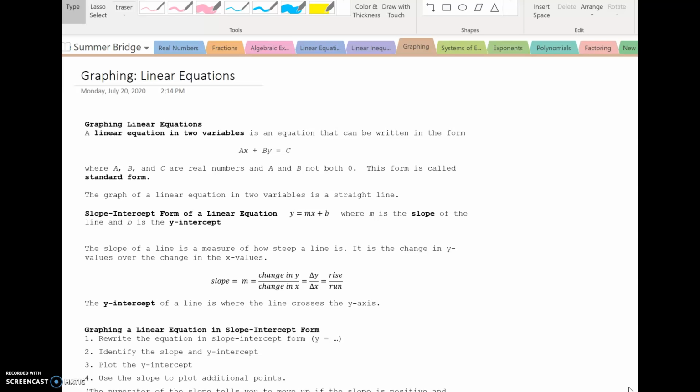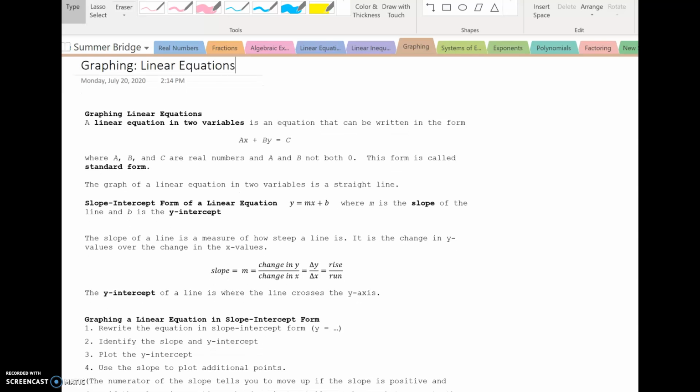The typical form is standard form. However, slope-intercept form is really what we want our equations to be in. So if it's not in slope-intercept form, we want to try and get it to be there, okay? And then it talks a little bit more about slope, and we talk a little bit more about y-intercept.